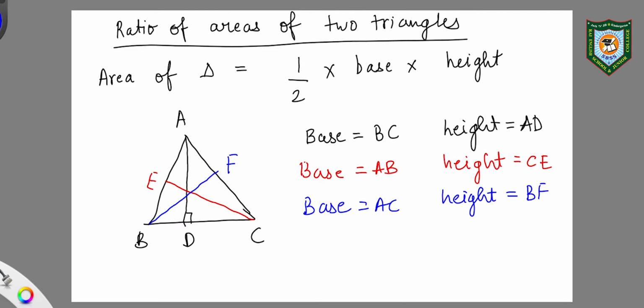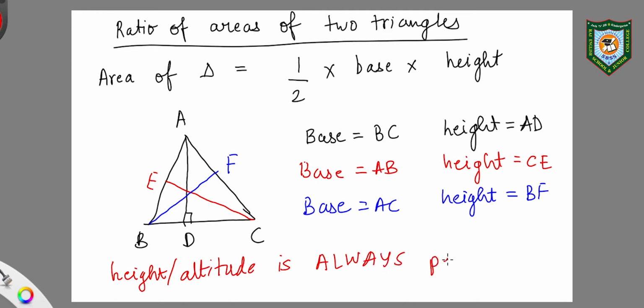Now, one very important definition that you all need to remember: height, or altitude, is always perpendicular to the base, which means that this is 90 degrees and this is also 90 degrees. We'll be learning later on why this is very important.